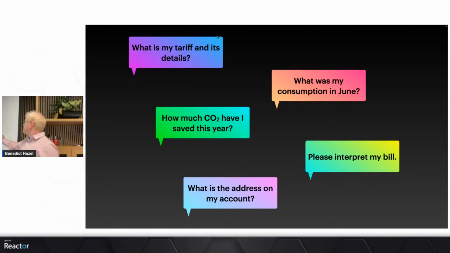Please interpret my bill. We've seen, here's a document. I can load it into Azure Document Intelligence. Tell me about it. What can you take out of this bill? And also, of course, account management. What's my address? Have I got my direct debit details right? That sort of thing. So it's not just information, it's also about management as well.